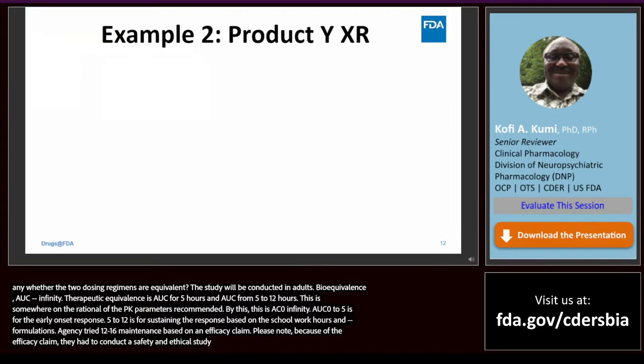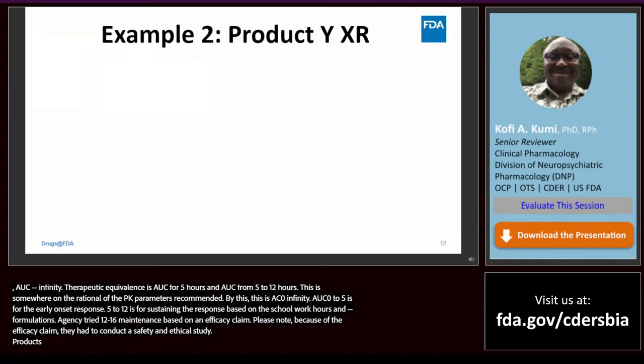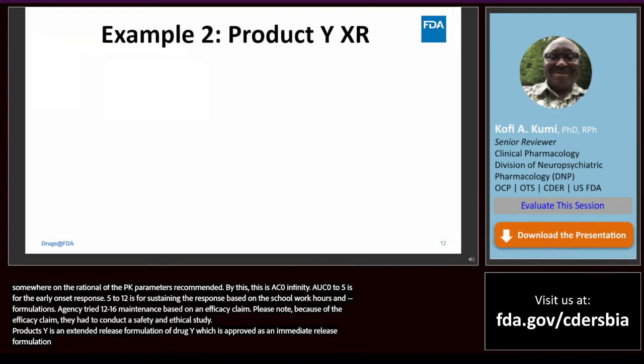Product Y is an extended release formulation of drug Y, which is approved as an immediate release formulation. Drug Y is indicated for the treatment of epilepsy. No safety or efficacy study was conducted in this program.